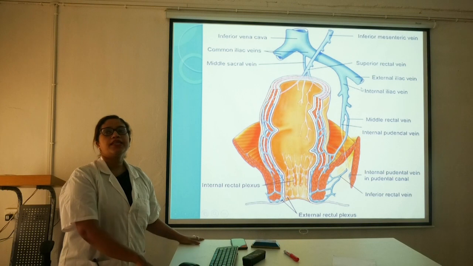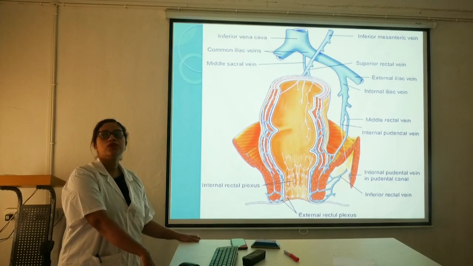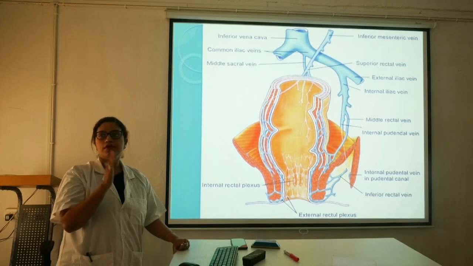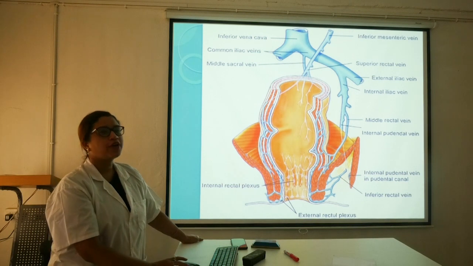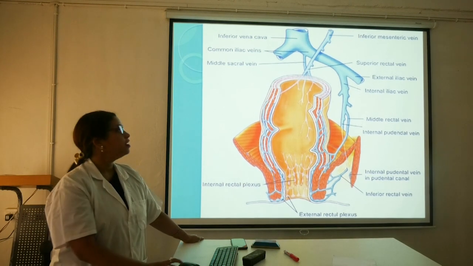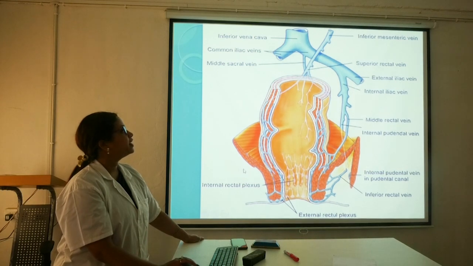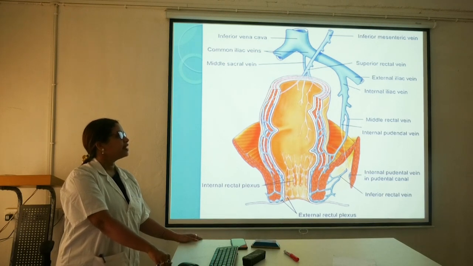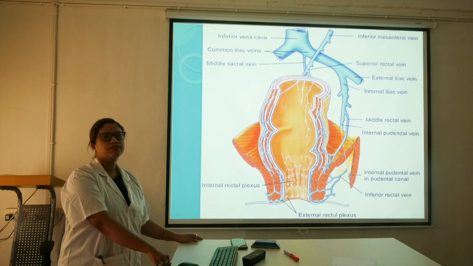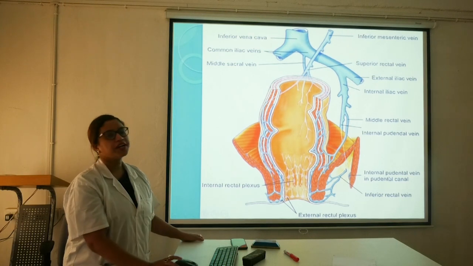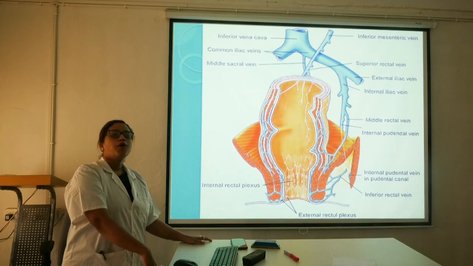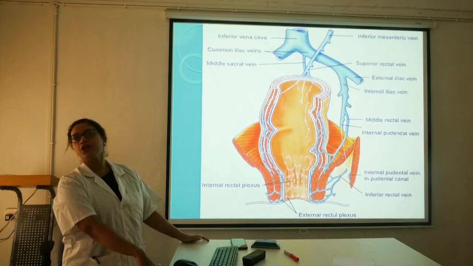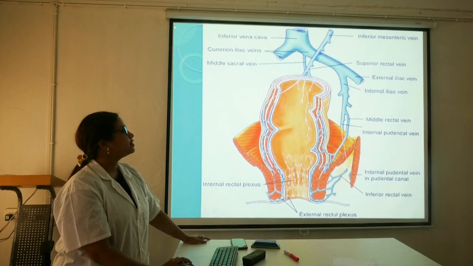So now who will tell me the vein? Last page. Superior rectal vein is a branch or tributary of the inferior mesenteric vein. Then the middle rectal is from the internal iliac. Then the inferior rectal is by the internal pudendal vein. By the way, who is responding? You. So these are the three veins.